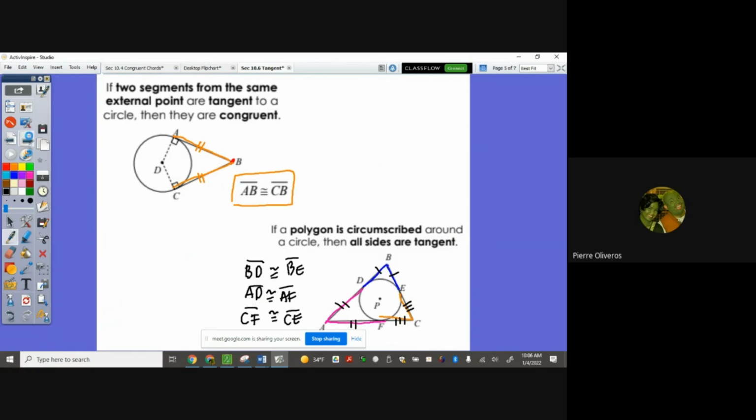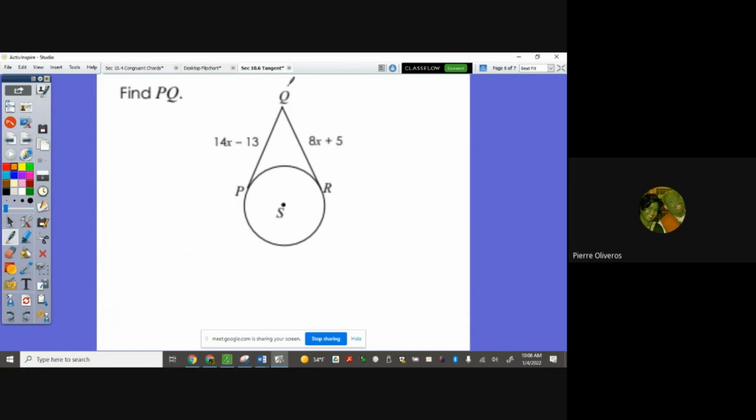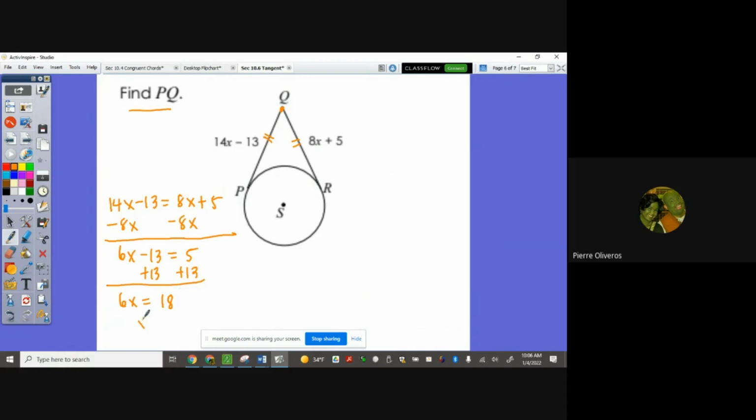Okay? So let's apply that concept. Q is an external point, and let's say QP and QR are tangent. So what can we say about these two segments? They're going to be congruent. So let's find PQ. 14x minus 13 is equal to 8x plus 5. Solve it: minus 8x on both sides. This will give you 6x minus 13 is equal to 5. Plus 13 on both sides, so 6x equals 18, x equals 3.